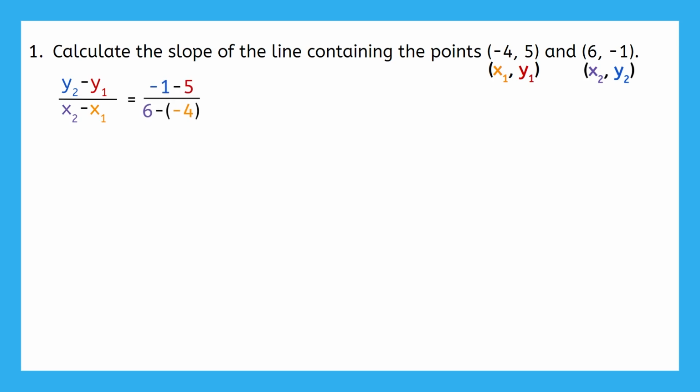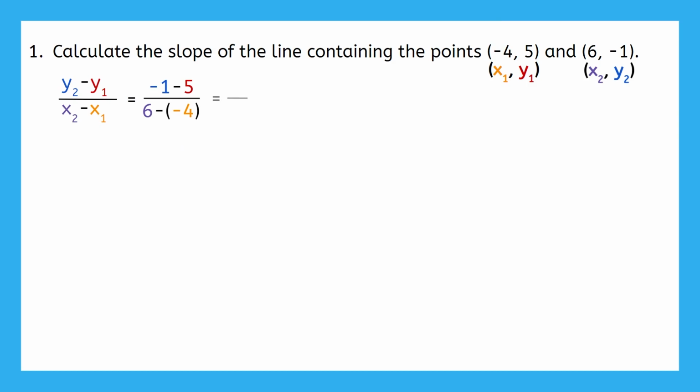The most common mistake people make when calculating slope is messing up a negative or subtraction sign. This denominator says 6 minus negative 4. Notice here that this subtraction sign was written because it was part of our original formula. And this negative sign is here because it's part of the number we're subtracting.